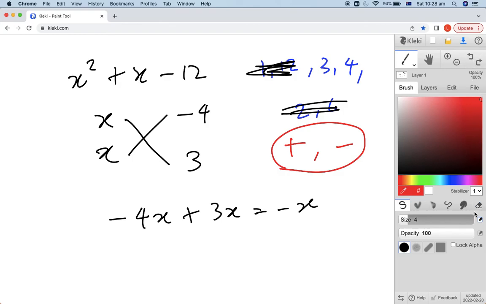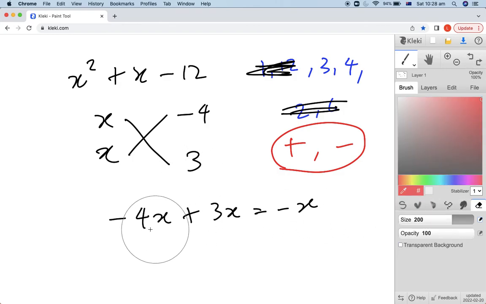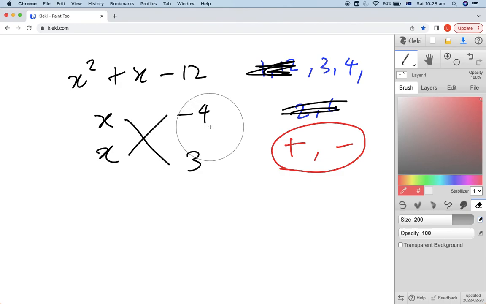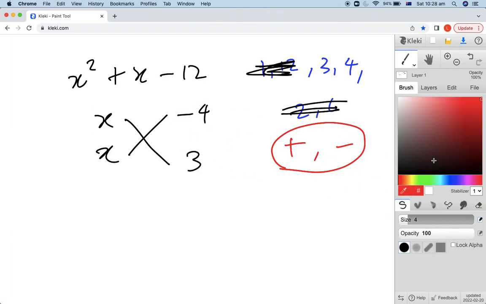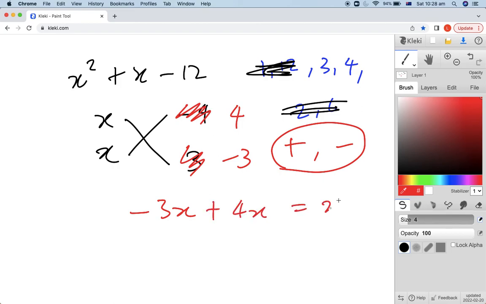So in that case, finally, we can just flip everything around. So instead of minus 4 and 3, we can have positive 4 and minus 3. So we actually switch the signs around, but we keep the numbers the same, right? And finally, trying that one, minus 3 times x gives us minus 3x. x times 4 gives us plus 4x, which gives us x. So we can see everything is satisfied.